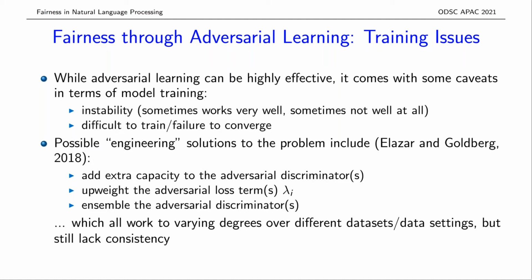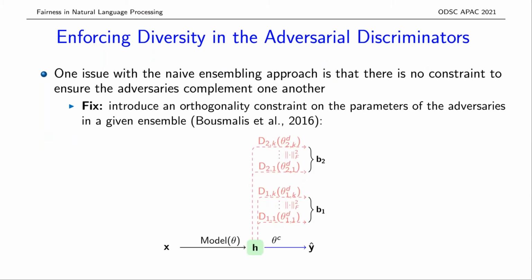And what the authors Elazar and Goldberg observed in this work was they help, but again, it's a bit inconsistent. There's no one panacea, one method which just works across a range of different settings. It very much varies depending on the data. And one issue with the ensembling approach, which was possibly the pick of those, but as I say, a little bit inconsistent, was there's no constraint to ensure that the different adversaries, the discriminators, are complementing one another. You're leaving it up to randomness.